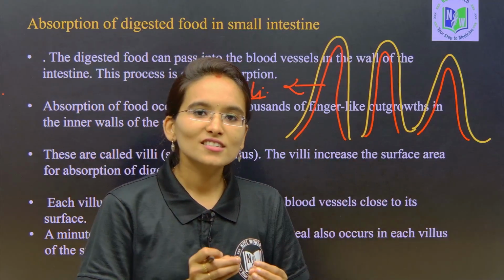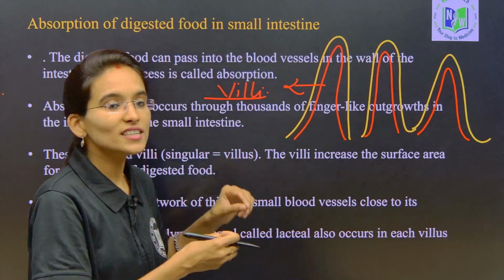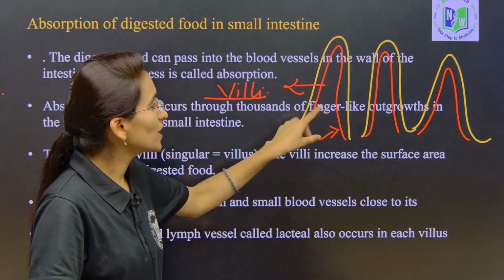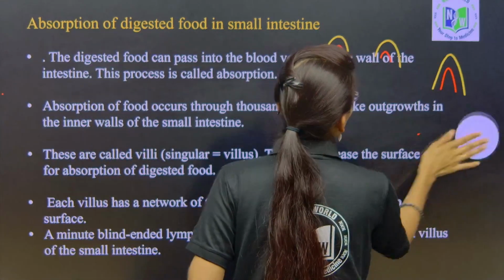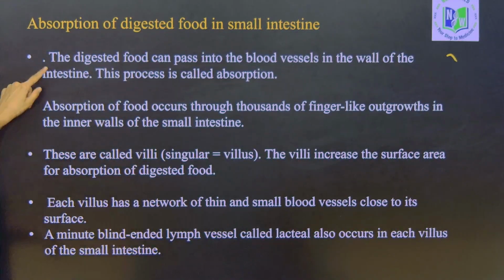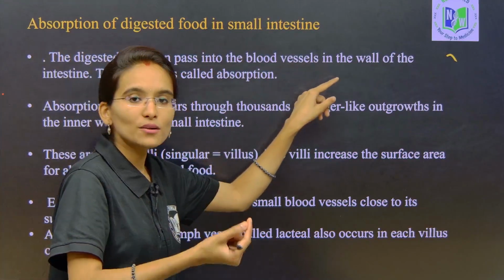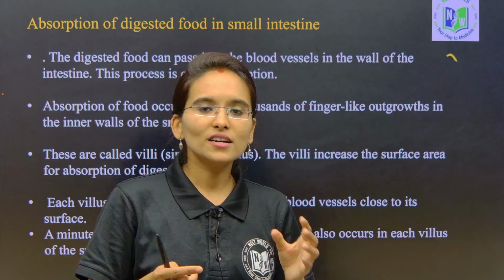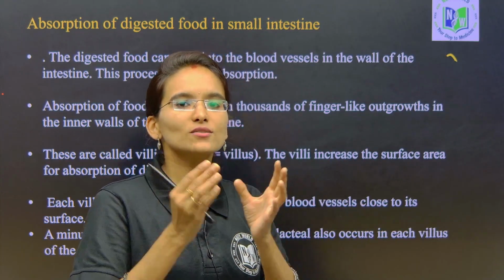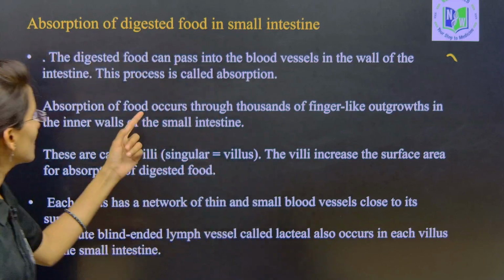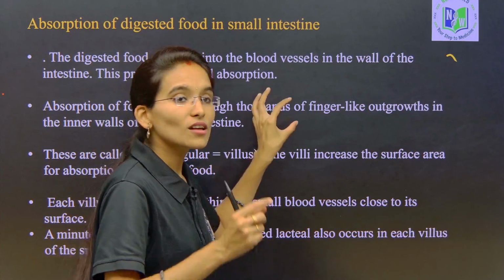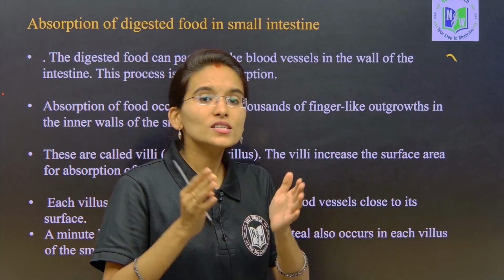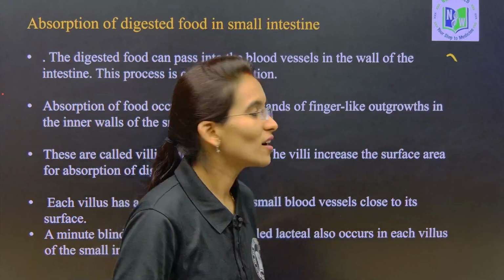After digestion, absorption takes place, and the digested food is absorbed by the blood vessels and blood capillaries. The digested food passes into the blood vessels in the wall of the small intestine, which is surrounded with blood vessels. Absorption of food occurs through thousands of, not hundreds or a few, but thousands of finger-like outgrowths, which are called villi.